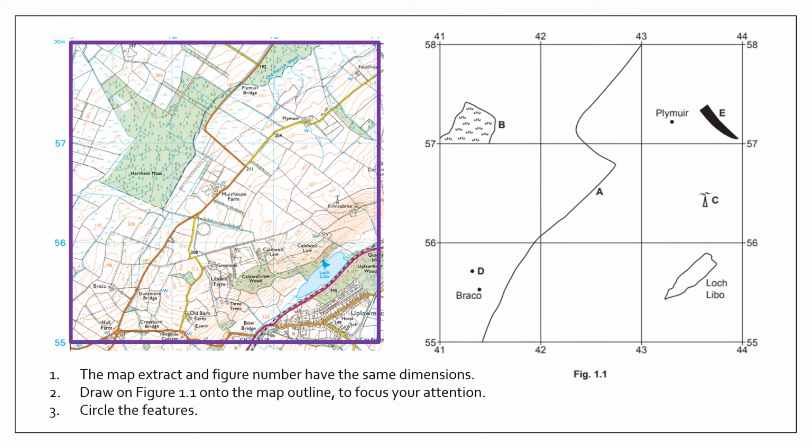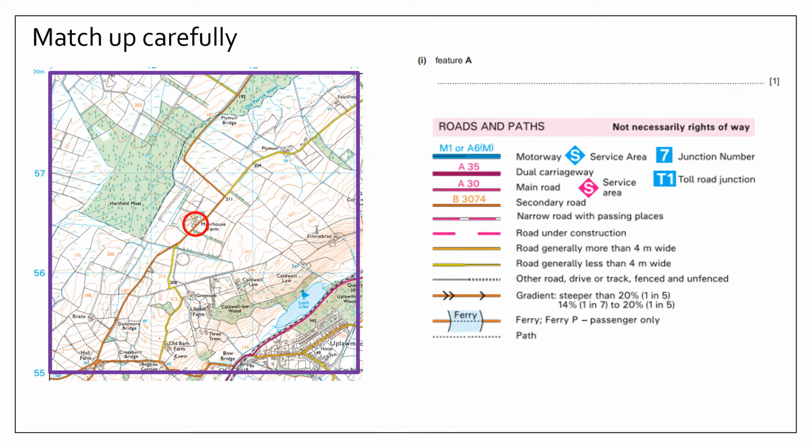So let's get started. What I would like you to do is draw a box on the actual A3 map around the area that you need to focus on and circle the various features. You can see those various features here. The first one, feature A: we're looking at the road, because it's the whole feature, and you need to match up that colour with exactly that on the key. You can see here that it's a secondary road. I'm going to copy that out completely and put secondary road.